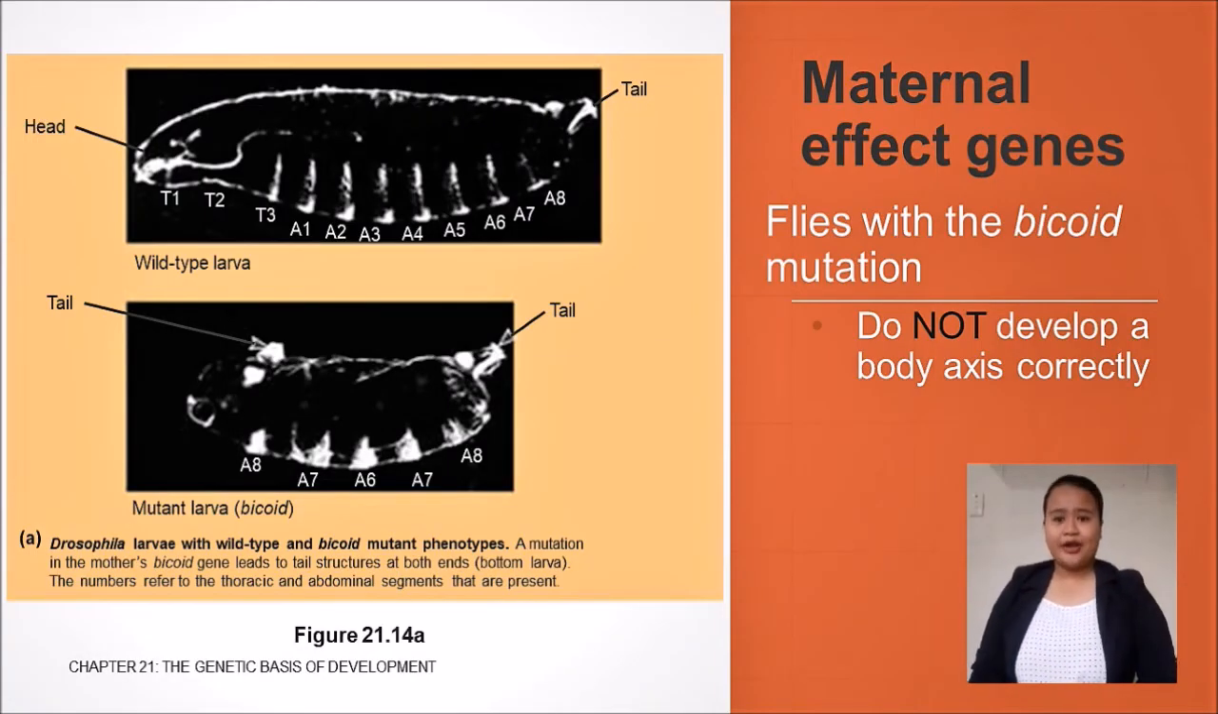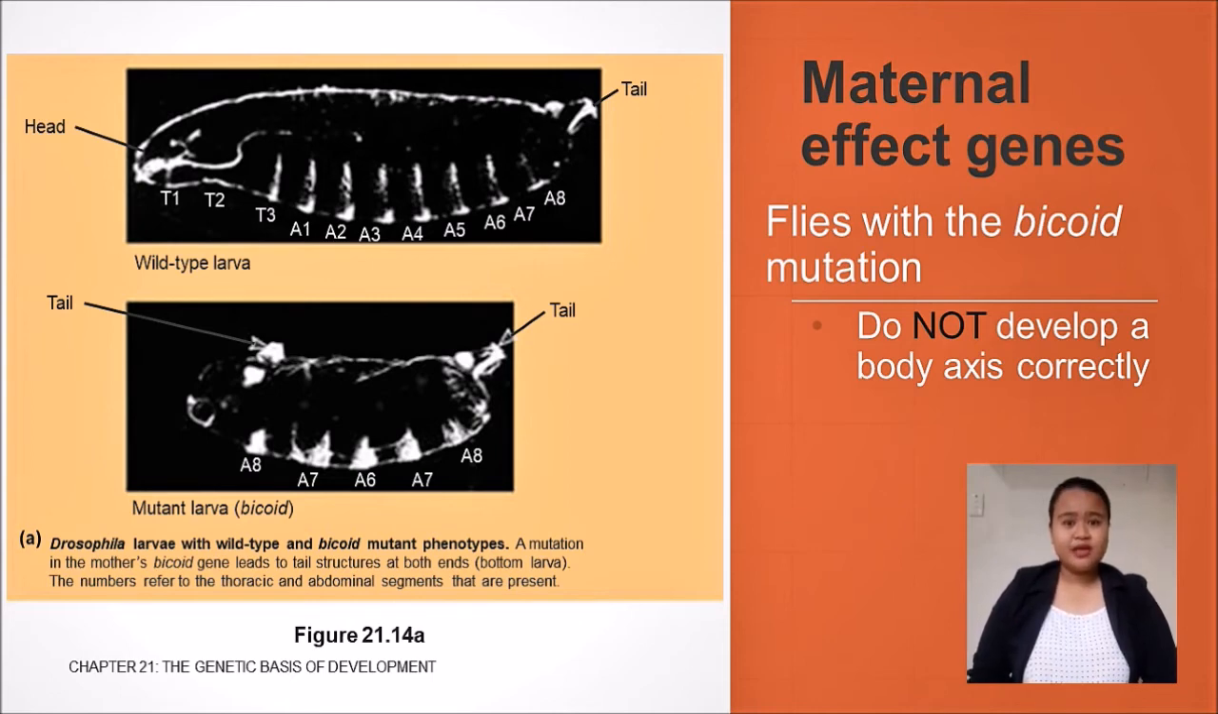To understand better how the maternal effect gene determines the formation of the body axis of the offspring, let us focus our discussion on a gene called the bicoid gene. Bicoid means two-tailed. So in this case, the developing embryo of the larva lacks its first half of the body, having posterior structures at both sides, just like what the image shows here.